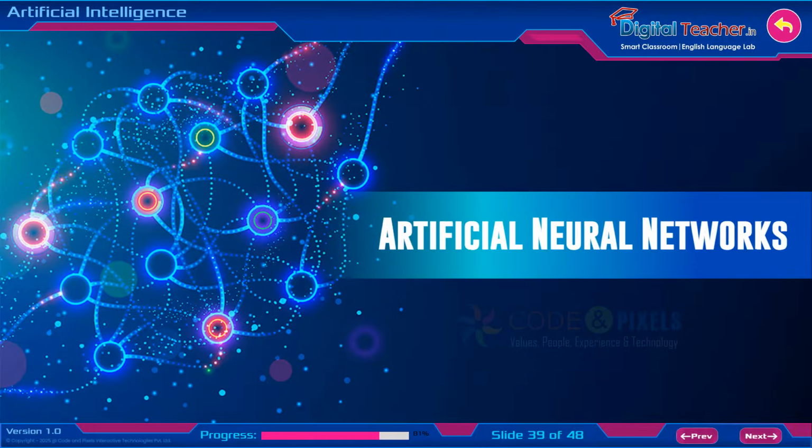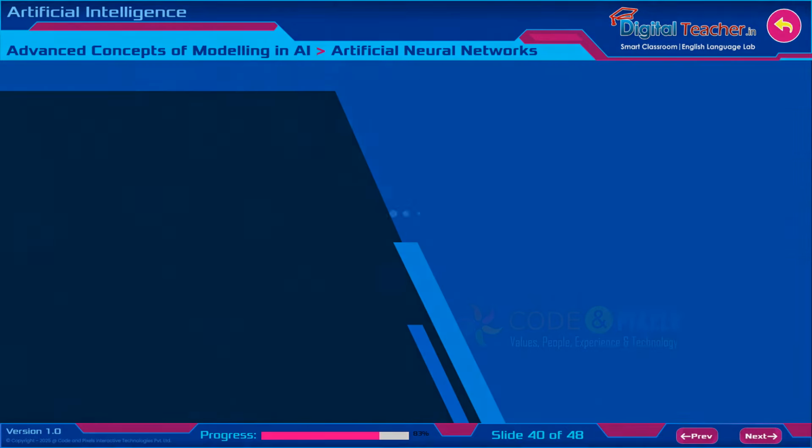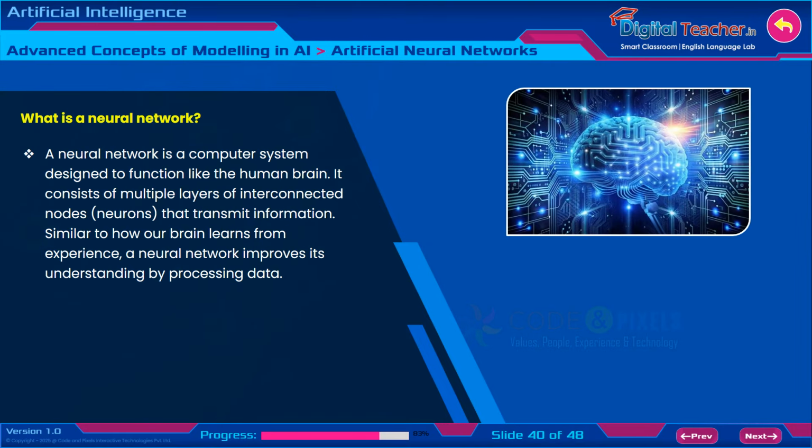Artificial neural networks. What is a neural network? A neural network is a computer system designed to function like the human brain. It consists of multiple layers of interconnected nodes that transmit information. Similar to how our brain learns from experience, a neural network improves its understanding by processing data.